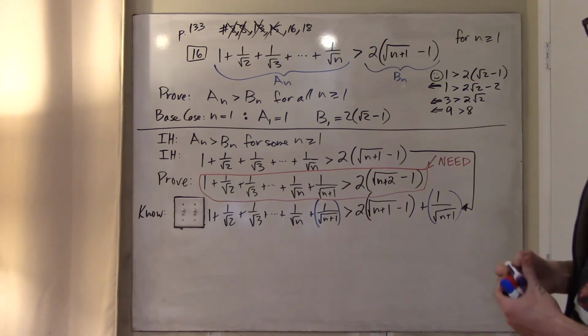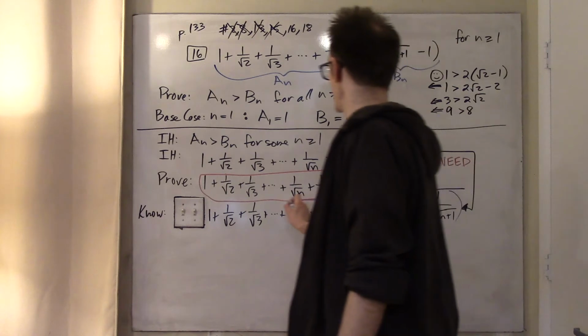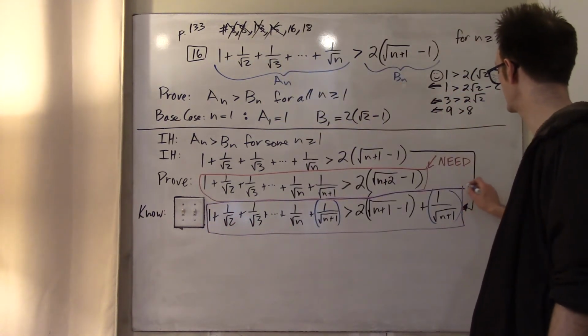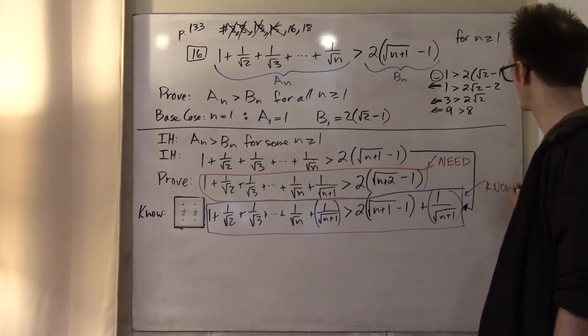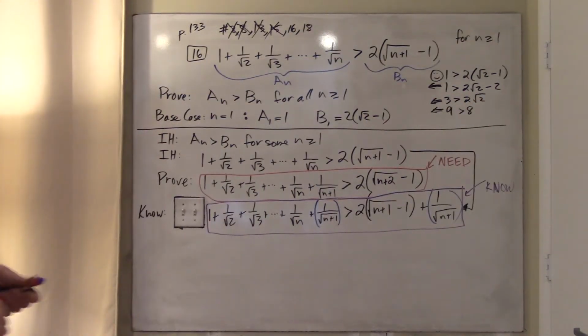And also, I have this statement here in purple. This statement I know to be true, because it's just one algebra 1 step away from my inductive hypothesis. And now I need to somehow get from the known statement to the needed statement. How can I do it?